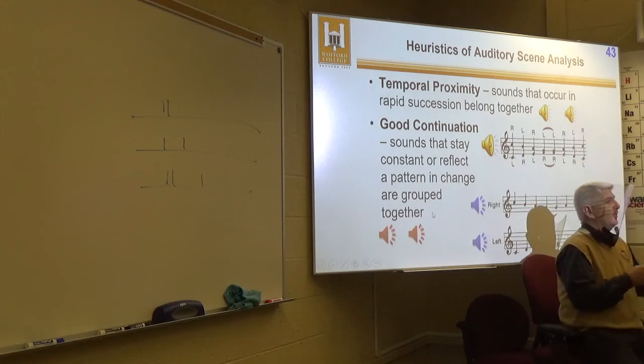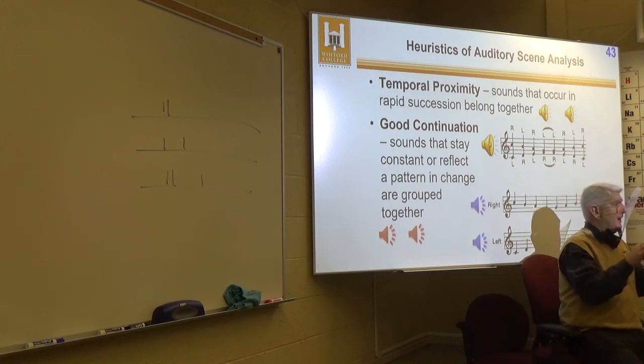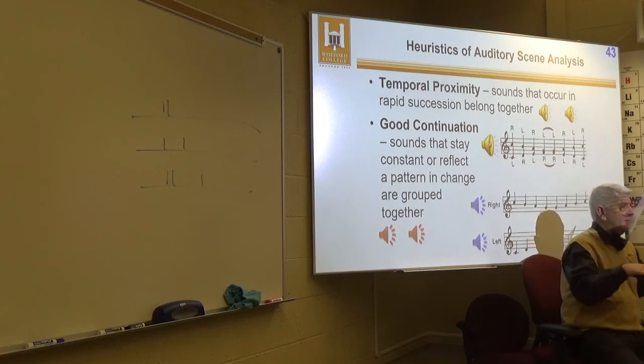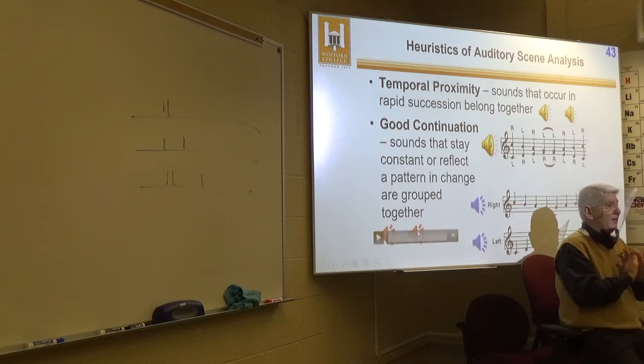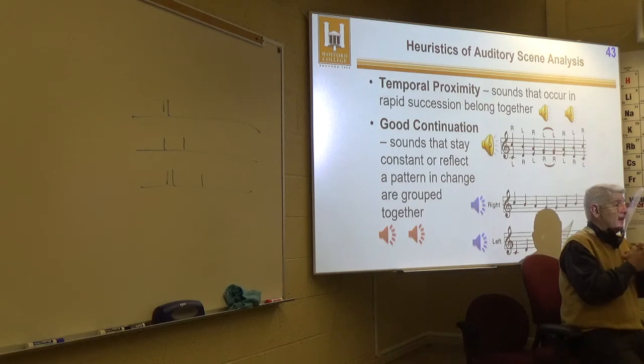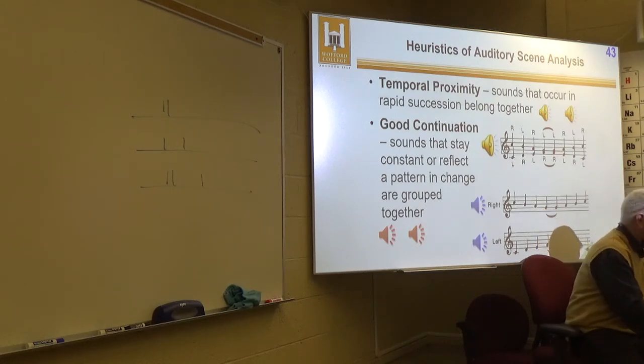So here you have alternating, again, high-low frequencies, which are able to segregate those out into a high melody and a low melody. And the closer those things are in time, the easier it gets to segregate those out.